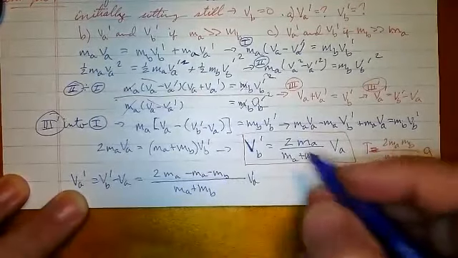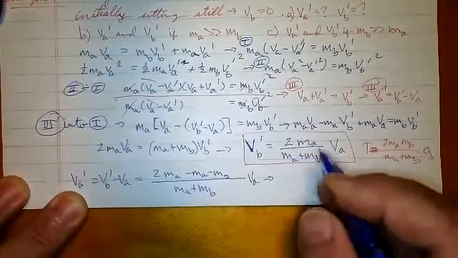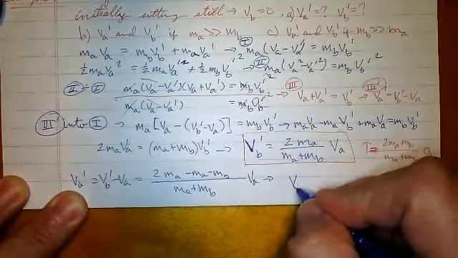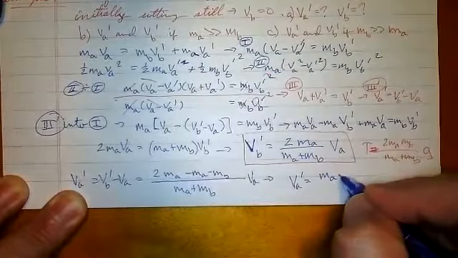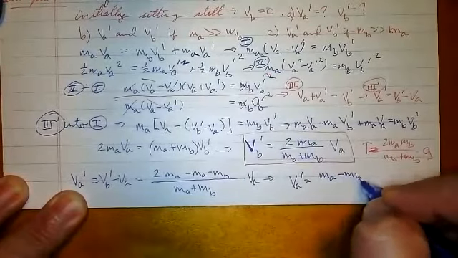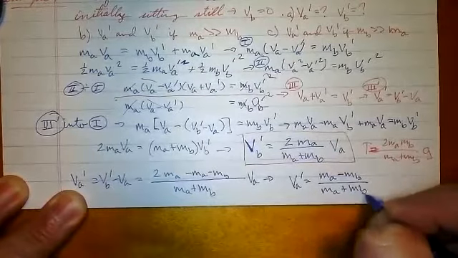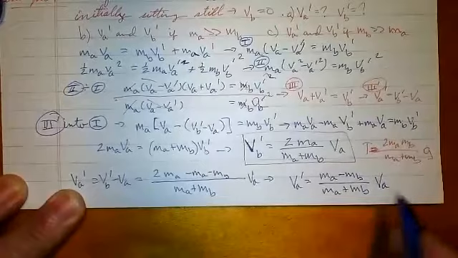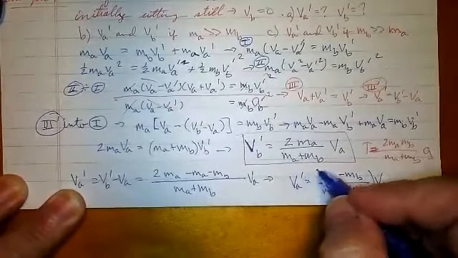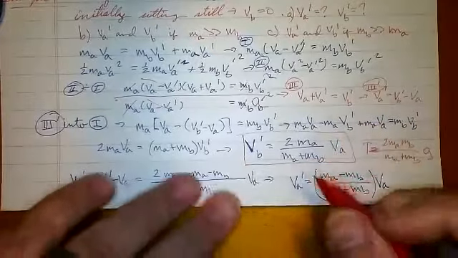And lo and behold, that looks just like the acceleration for the Atwood machine. So ultimately, I get VA prime is equal to MA minus MB over MA plus MB. And notice that is exactly the Atwood machine, except instead of G, you've got VA.